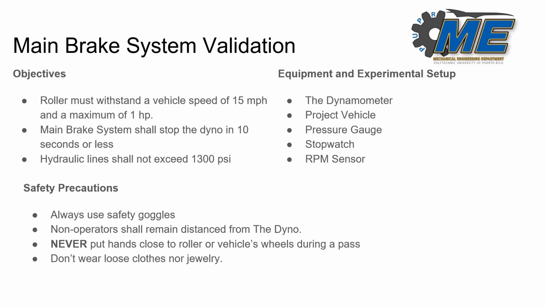Equipment and experimental setup. We're going to need the dynamometer. We're going to need a project vehicle. We're going to need a pressure gauge, a stopwatch, and an RPM sensor. For safety precautions, we're going to have to use safety goggles, where the non-operators, the people who are just standing by, like the person that's going to be recording, have to be distant from the dyno. We never want to put our hands close to the roller or the vehicle wheels during a pass, and we do not want to wear loose clothes or jewelry that might get stuck on the dyno itself.